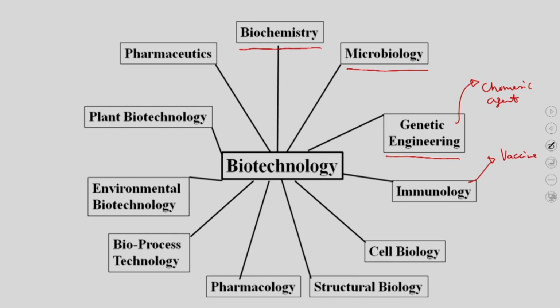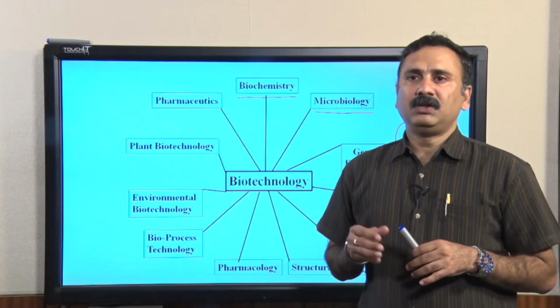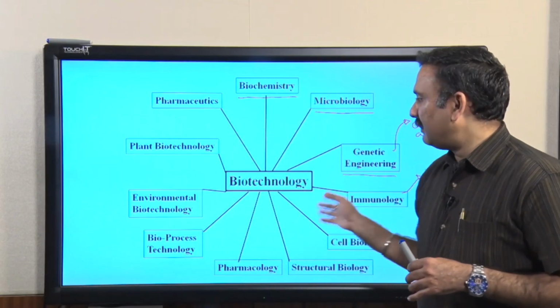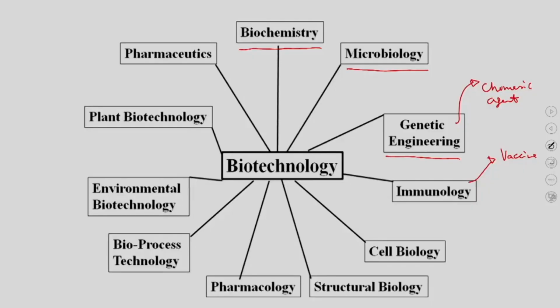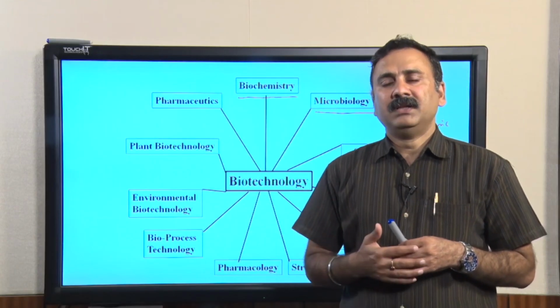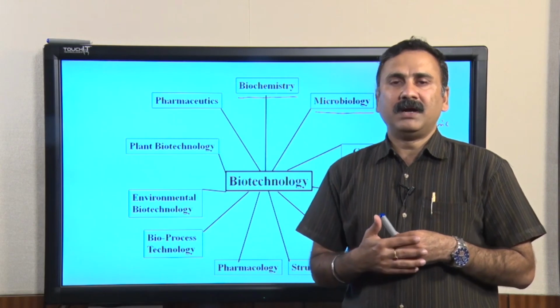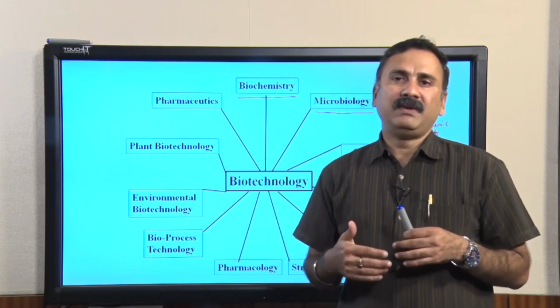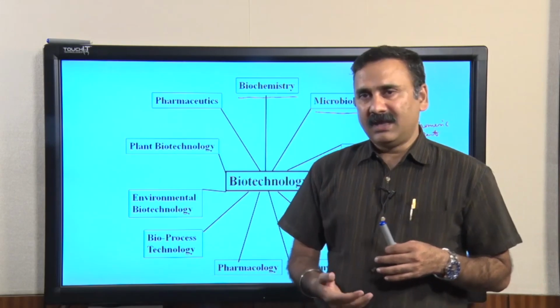On the other hand, you also have to take inputs from environmental biotechnology. These environmental biotechnology inputs are important so that while you are doing all these biotechnology related processes, they should not affect the local environment or the global environment in such a way that the environment becomes unsuitable for living for human beings as well as for other animals.